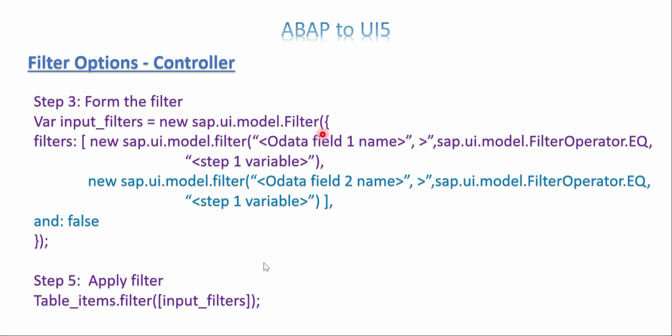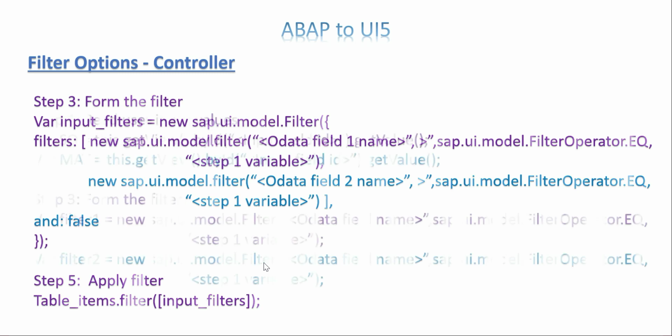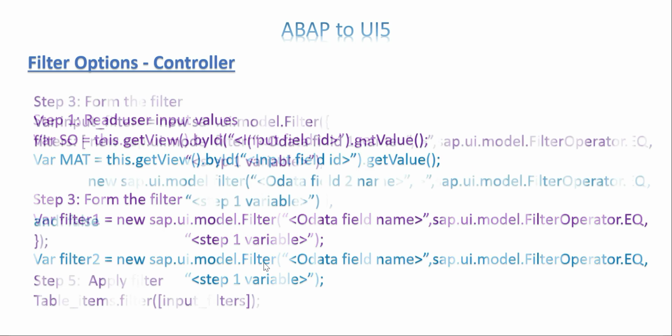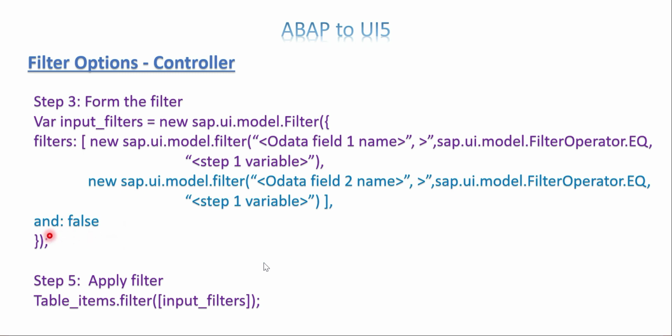So using this particular library, sap.ui.model.Filter, and filters, it's kind of an array. So in filters, just add the filters you want, filter one, filter two, and so on. And you have to use AND, false or true. Either you consider this filter as an AND, otherwise OR, okay? Whatever filters you're using here, by default it's AND, okay? And here you have an option to specify, I want to use AND, otherwise OR. So you just make use of this option. Both are the same, but this is an array, a different way of forming the filters.